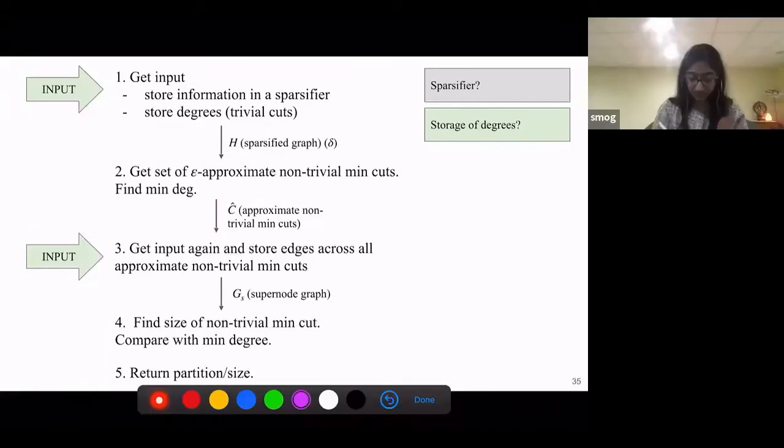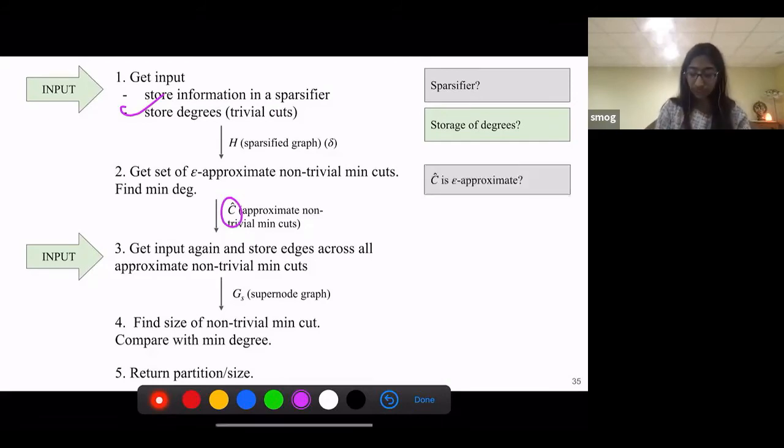Okay, so in the second step, we said that we're going to get some set C hat of approximate min cuts. And we just said, right before this, that we need to show that the cuts in C hat are epsilon approximate. We're not going to go over that right now. It's just a bit of algebra, but you can show that all cuts in C hat have an upper bound on their size in G. And then using these approximate min cuts, we're going to make a supernode graph, right? That's what we said that we're going to do.